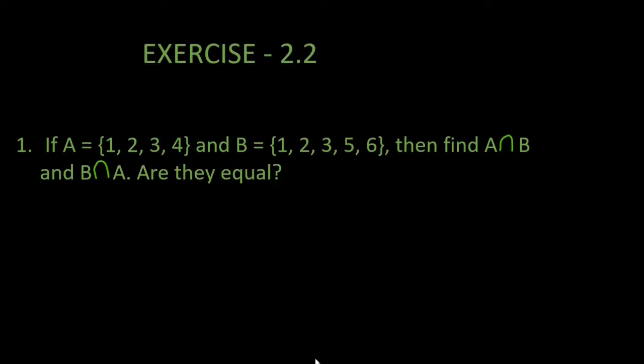Hi everyone. In this video, let us see exercise 2.2 of sets. The first question: set A is equal to {1, 2, 3, 4} and set B is equal to {1, 2, 3, 5, 6}. Then find A intersection B and B intersection A. Are they equal?